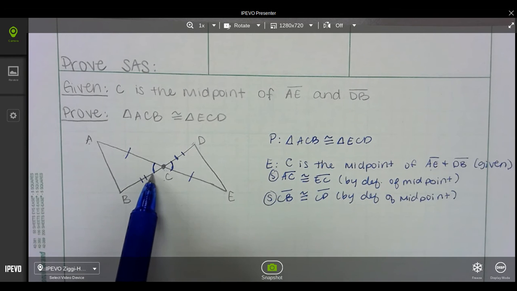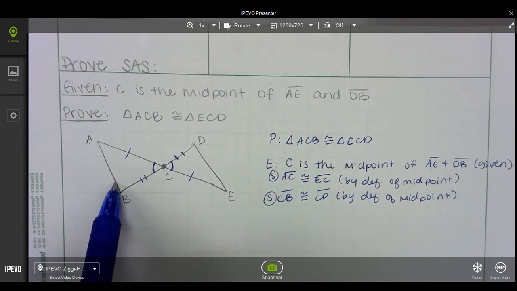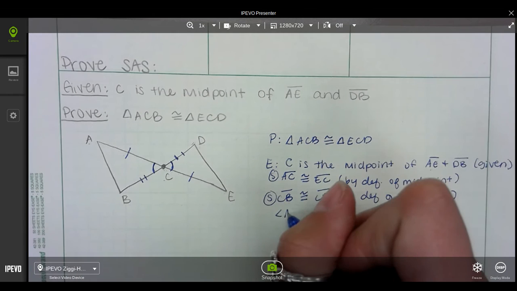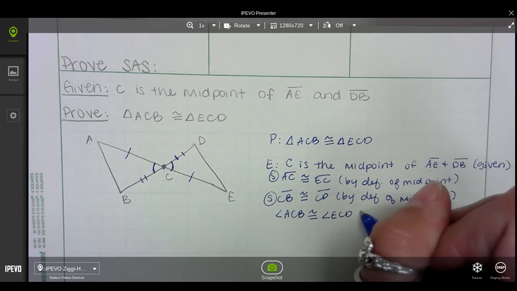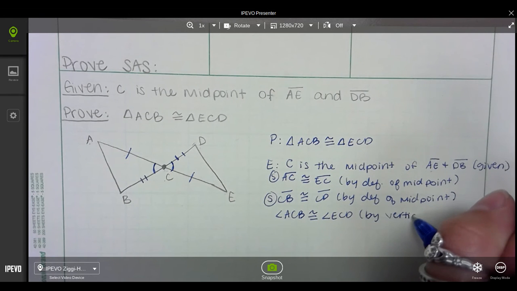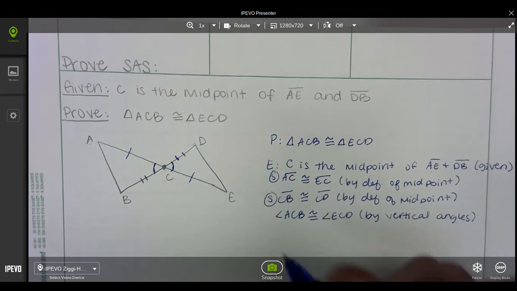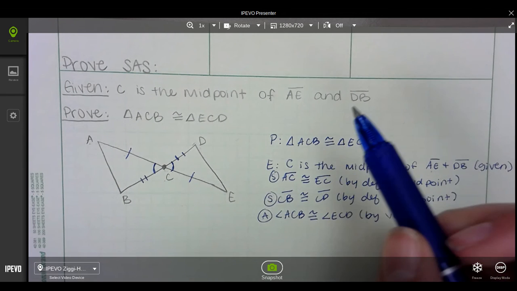How can I say that these two angles are congruent? If I'm able to flip these over on top of each other, I know that they are vertical angles. So I can say angle ACB is congruent to angle ECD, and this is by vertical angles. Okay, I now have side, angle, side.